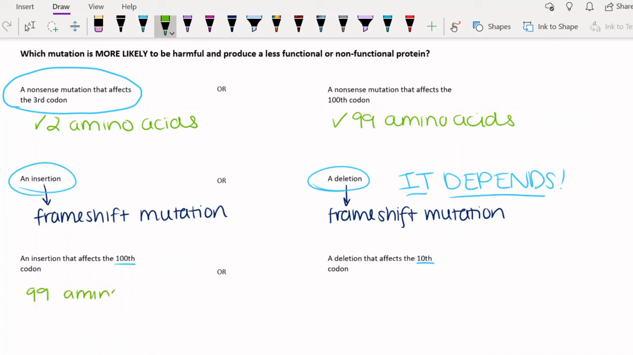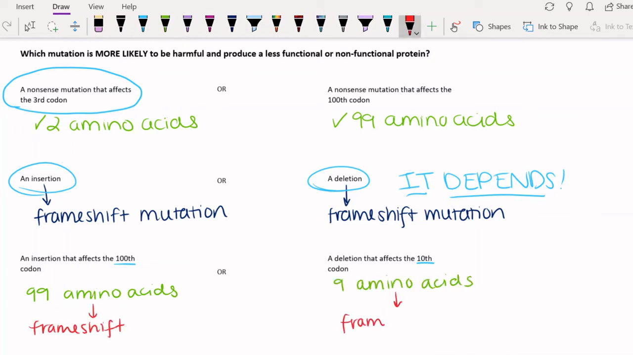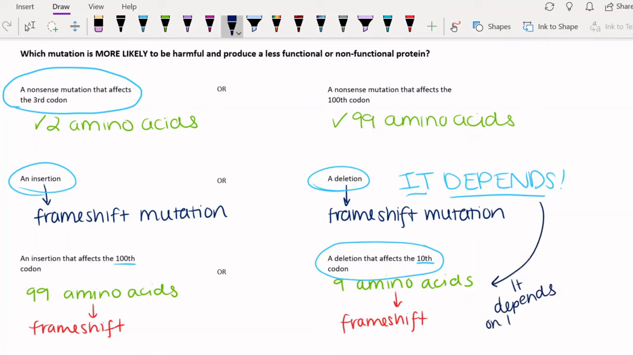Let's look at one of those specific situations, an insertion at the 100th codon or a deletion at the 10th codon. What's important to look at here is the location of the mutation. When the frameshift occurs earlier in the sequence, it will affect more amino acids, causing the protein structure to change more. So, the frameshift at the 10th codon is more harmful.